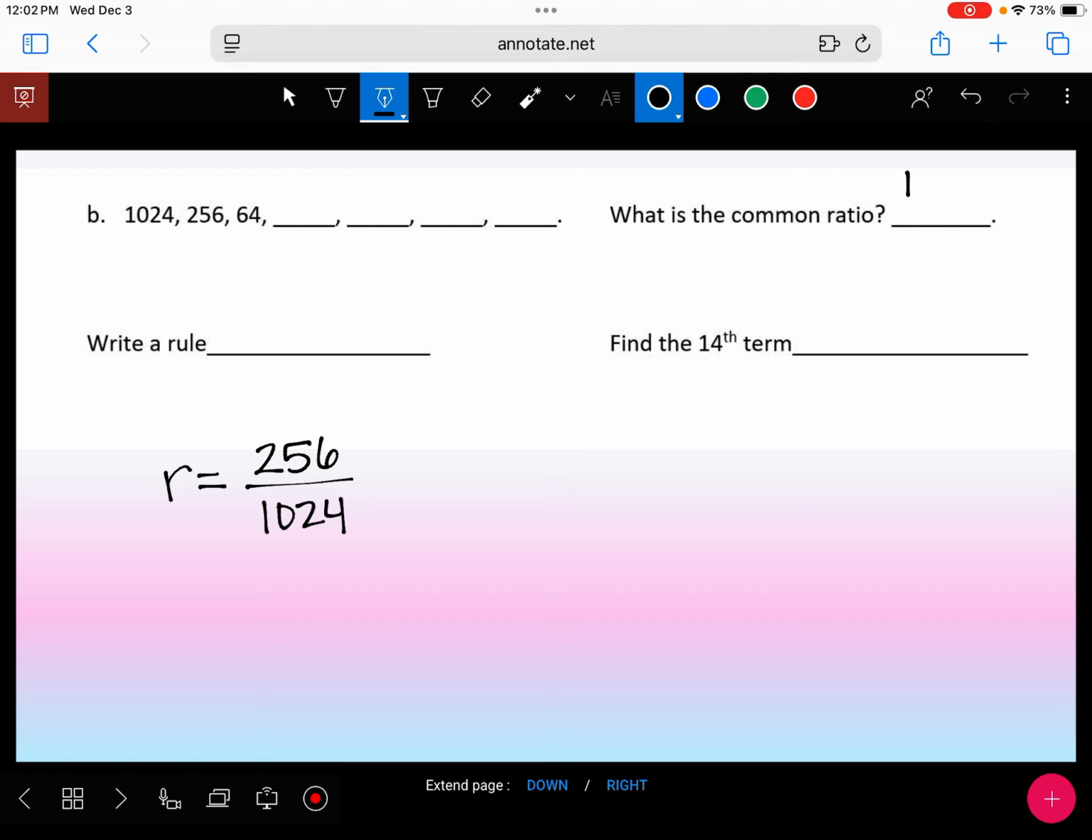So you can write it as 1/4 or 0.25. Now I will probably always use a fraction, but no. All right, so now that we know we're multiplying by 1/4, go ahead and find the next 4 numbers. All right, go ahead and write your rule.